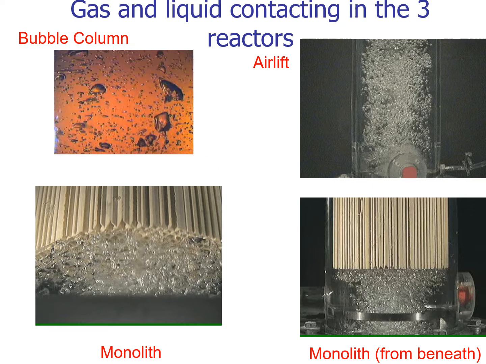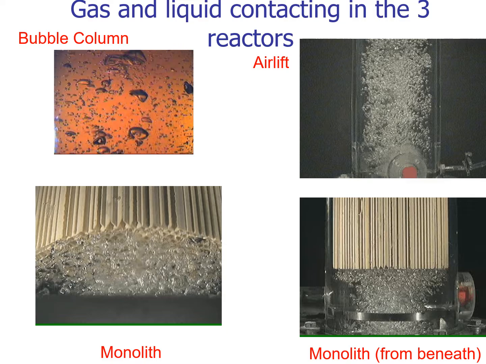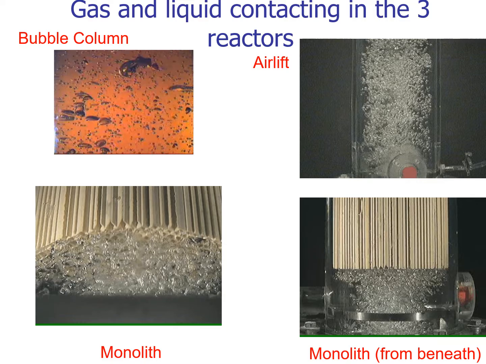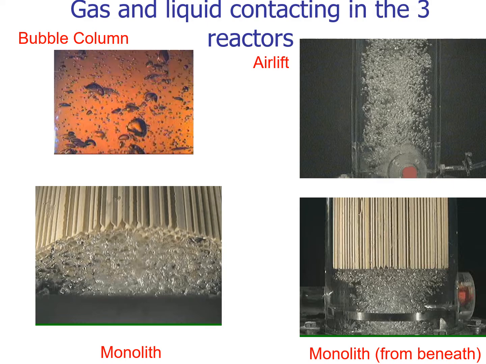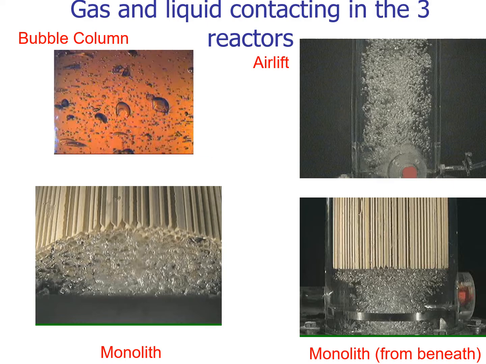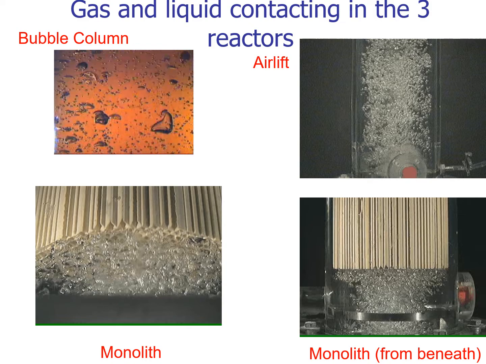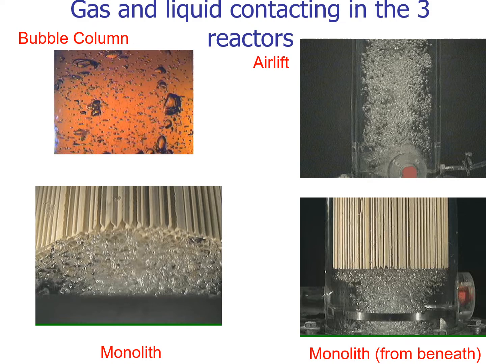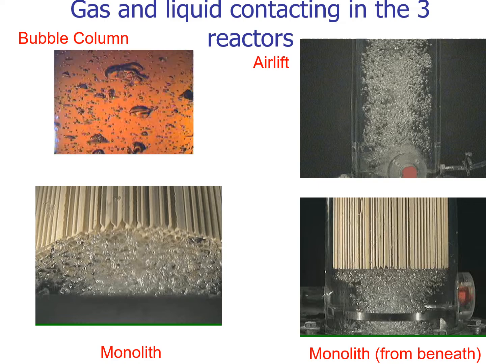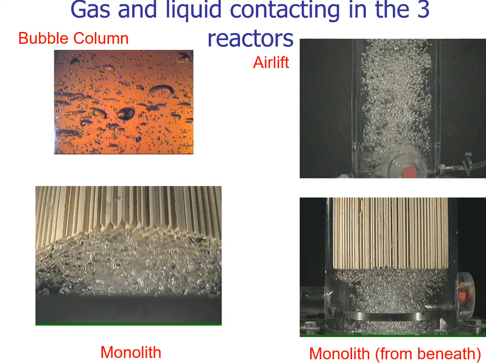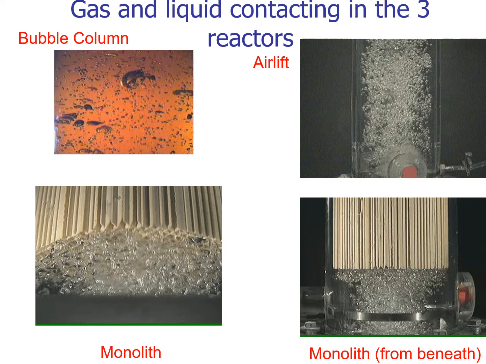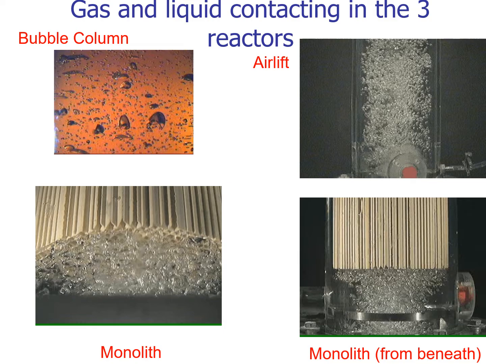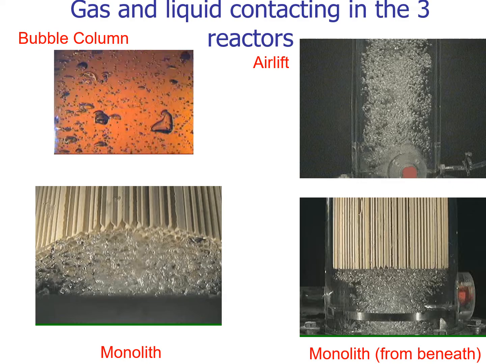Start with a bubble column. We have a range of bubble sizes, large, small, dispersed in the liquid. There's a high degree of backmixing in the liquid phase. This regime of operation is relevant to the Fischer-Tropsch process for synthesis of hydrocarbons.